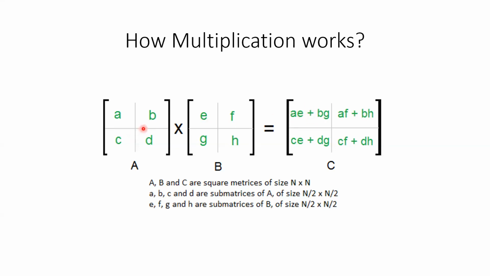Similarly, to find the second element of the first row of the product matrix, we need to multiply A with F and B with H, that is with the second column of the second matrix. Then we will be getting the second element of the first row of the product matrix. So this is how matrix multiplication works.